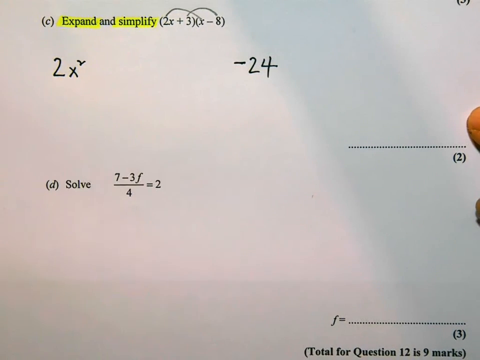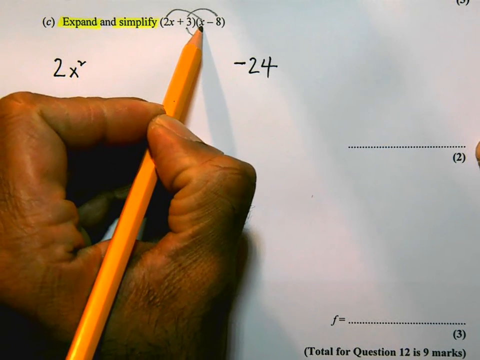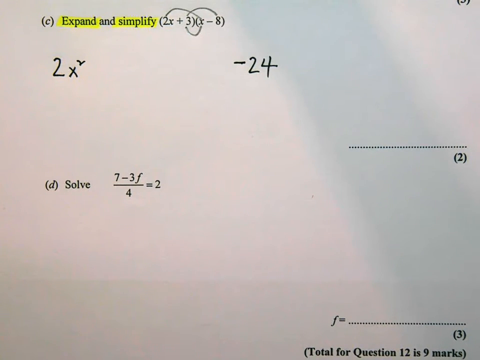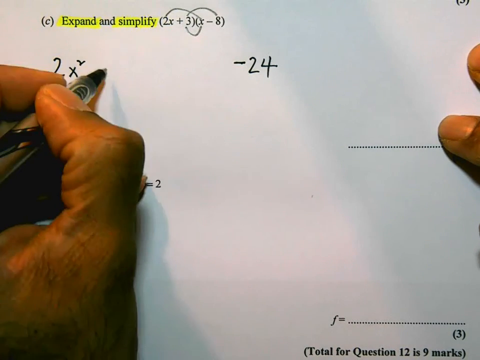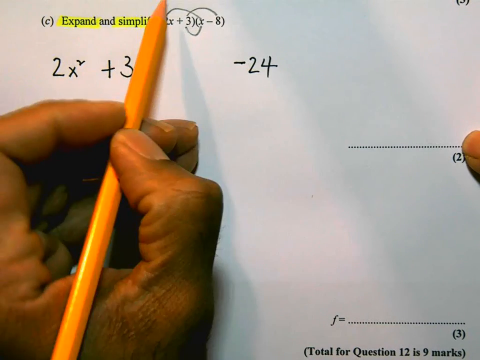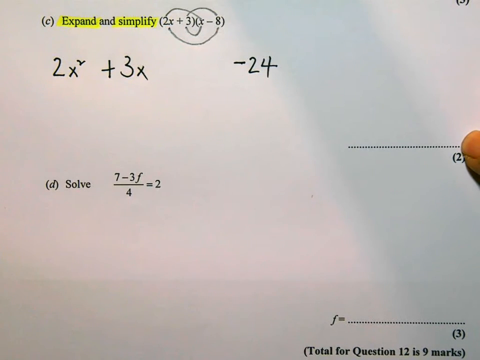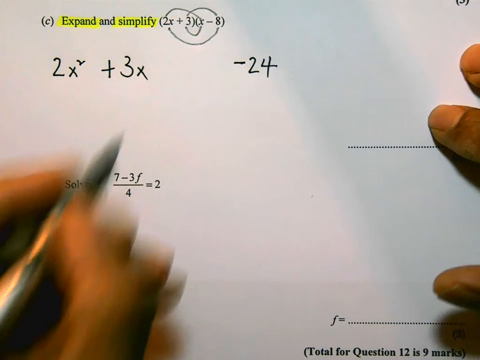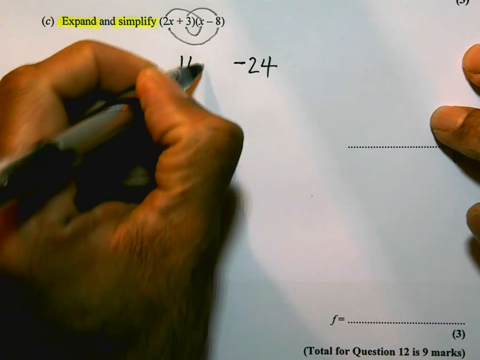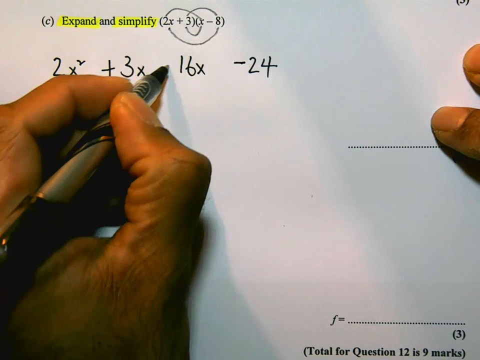Now I need to do the bits in the middle. Plus 3x is what I get when I times plus 3 and x. So plus 3 times x is positive 3x. And when I do 2x times 8, 2 times 8 is 16, so that's 16x. That's a positive 2x, that's a negative 8, so it's going to be minus 16x. Okay, so that's my expand bit. I've picked up a mark just by doing that.